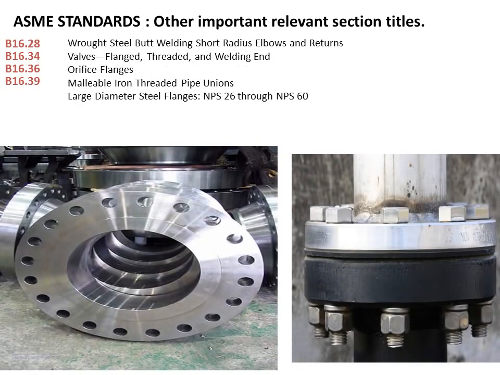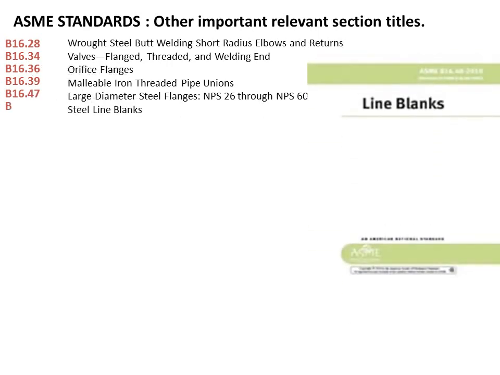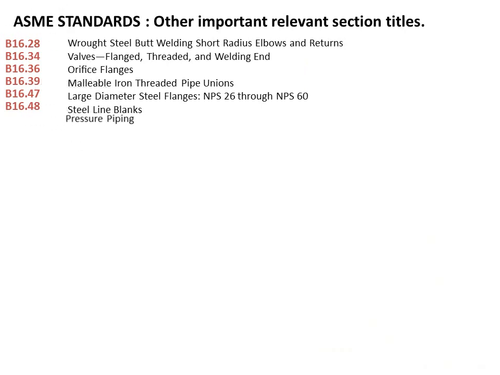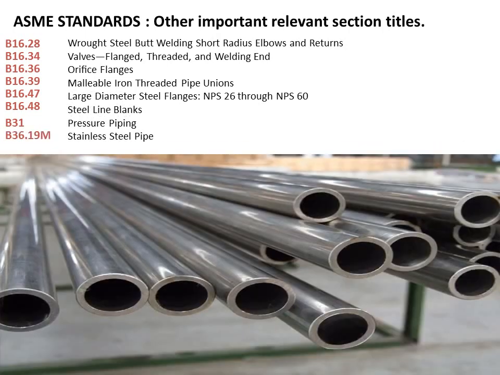For large diameter steel flanges, NPS varying from 26 inches through 60 inches, we have B16.47. For steel line blanks, the B16.48 standard is there. And as we have seen, for the pressure piping we have B31. So B16 standards contain all the details for the pipe fittings, B31 for the pressure piping. For stainless steel pipe, we have B36.19M.